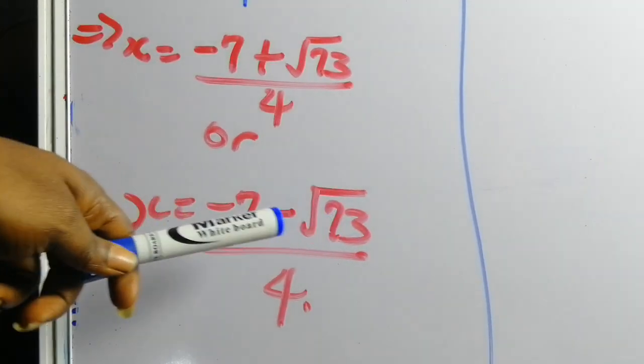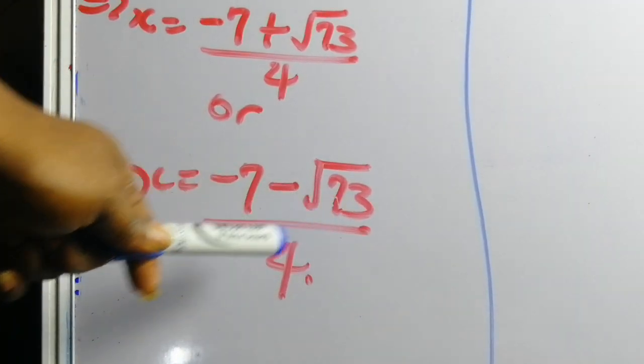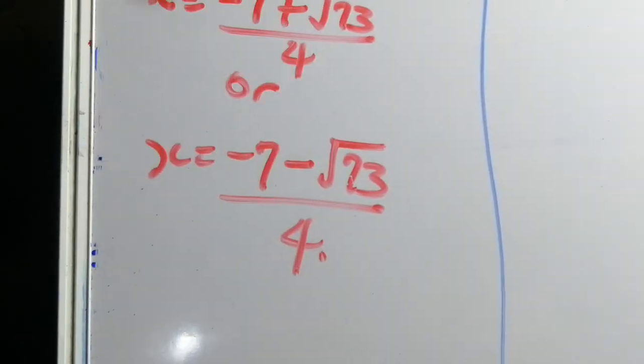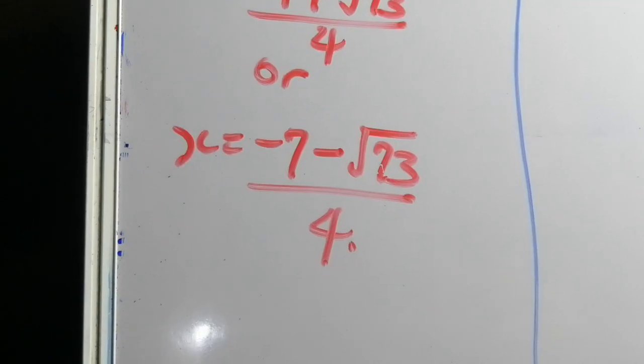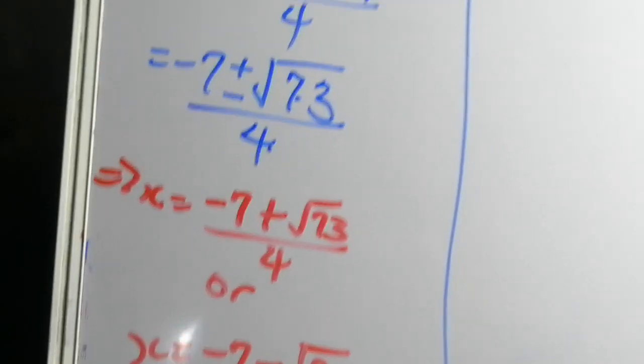After getting your root 73, then you can say minus 7 minus the answer. Then you divide it by 4. That will give you your answer in decimal place. So it's as simple as that. So we've taken care of that for the first time.